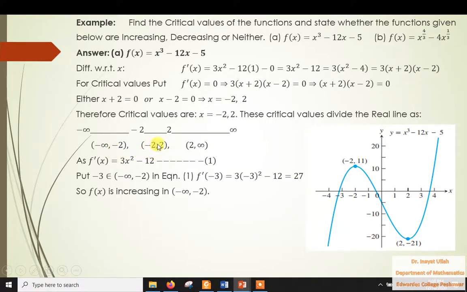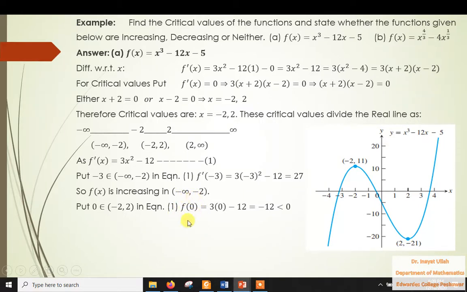Now take any value between minus 2 and plus 2. You can take 0, 1, 1.1, 1.2, minus 0.1, minus 1.1, whatever you want, any value in this interval. The simplest value in this interval is 0. So I have taken 0, which belongs to this interval, and put 0 in the given equation. Put x equal to 0 in the derivative of the function. So whenever I put x equal to 0, I obtained f prime 0.